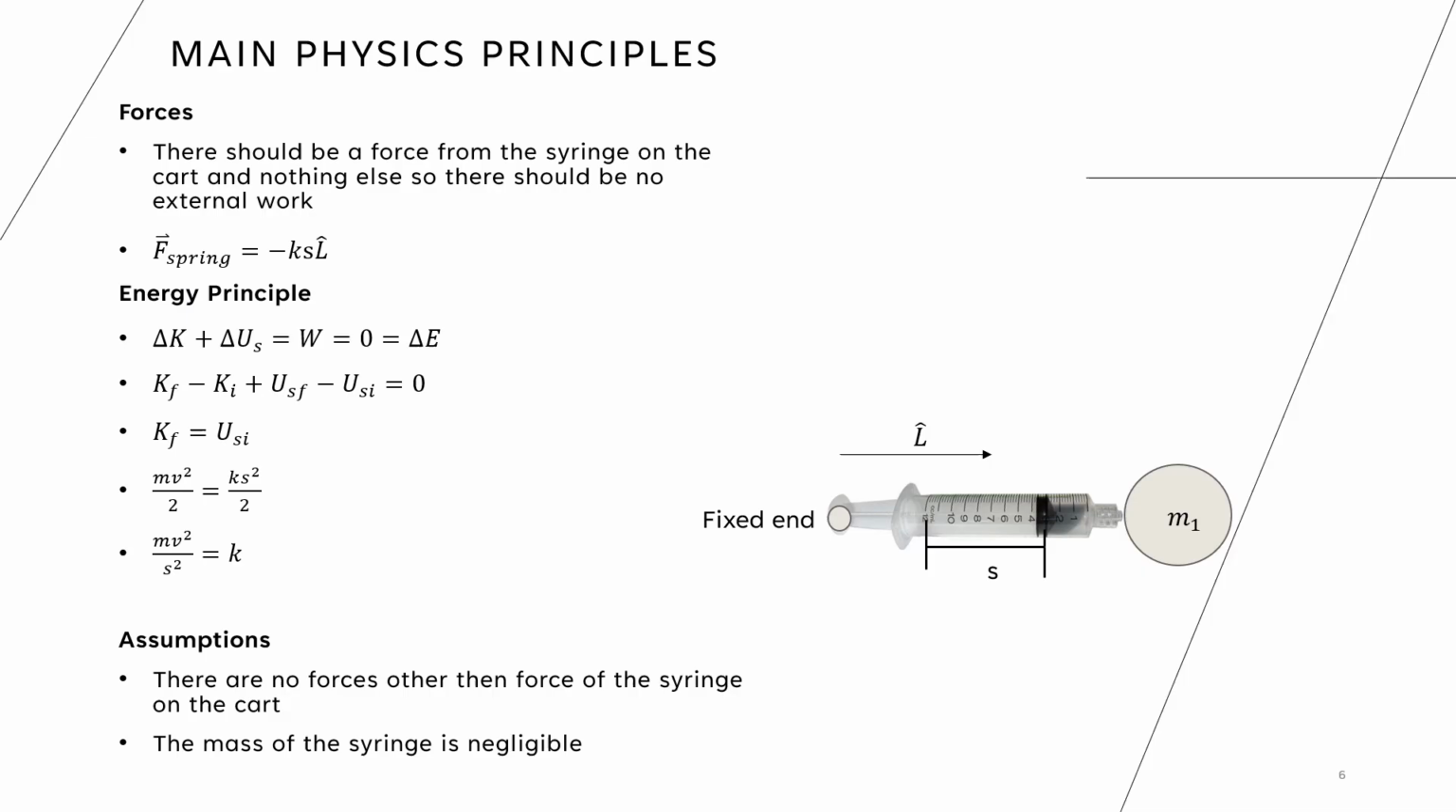So the main physics principles: we're assuming that there are no forces other than the spring force provided by the syringe. So we have our spring force as negative k s L-hat. Through the energy principle, we know that our change in kinetic energy plus our change in spring potential energy should be 0. When we solve it around, we find that our final kinetic energy will equal our initial spring energy, and we can solve that for our k value for this syringe with the air inside of it. And we're assuming that there are no other forces, and that the mass of the syringe itself is negligible.